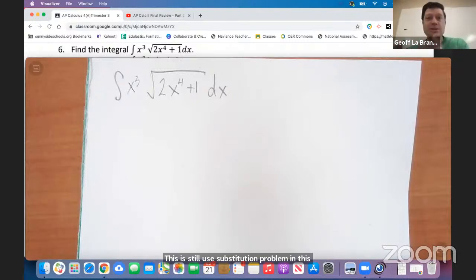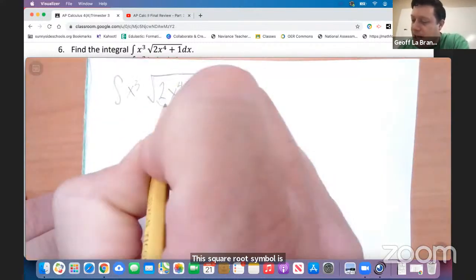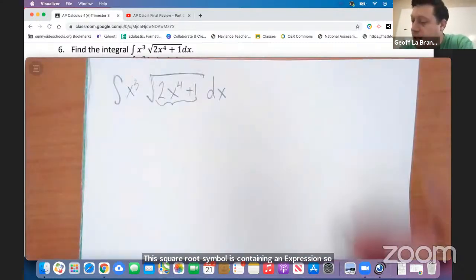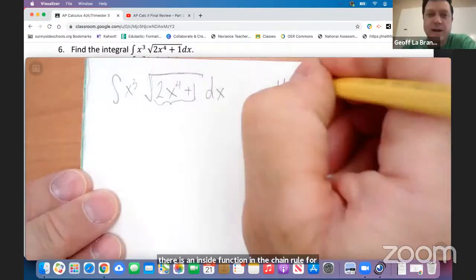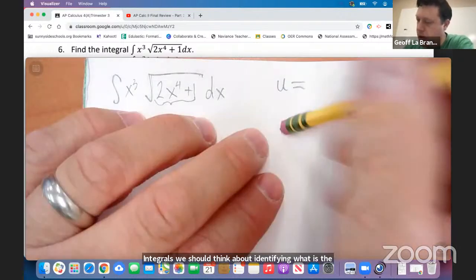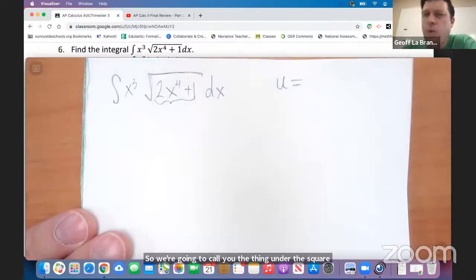In this problem, still thinking chain rule, not outside, inside, further inside, but actually in reverse. This square root symbol is containing an expression, so there is an inside function. In the chain rule for integrals, we should think about identifying what is an inside function. So we're going to call u the thing under the square root. That's usually how we identify it.